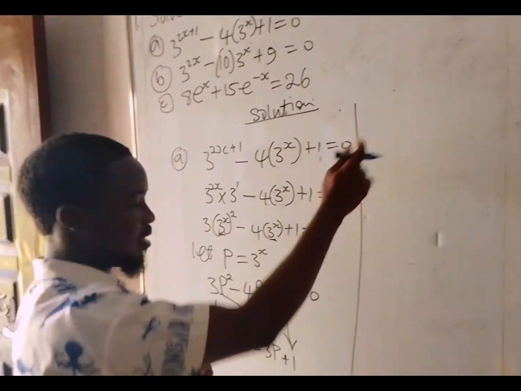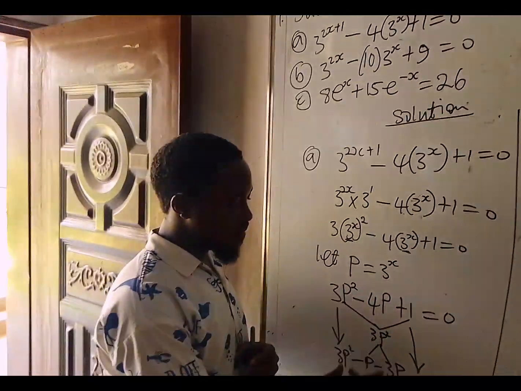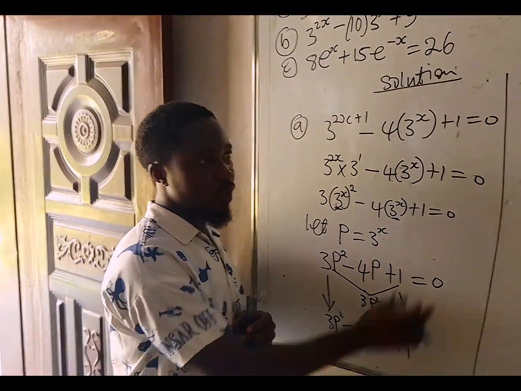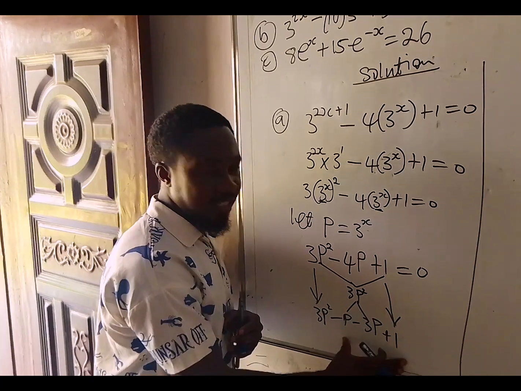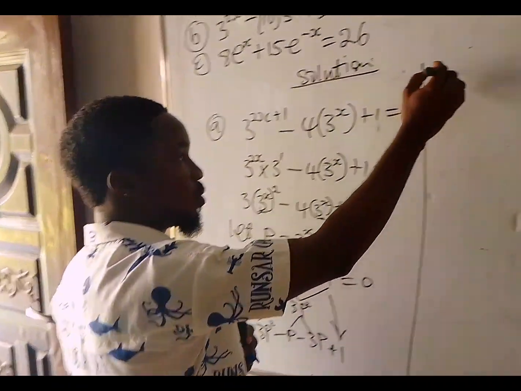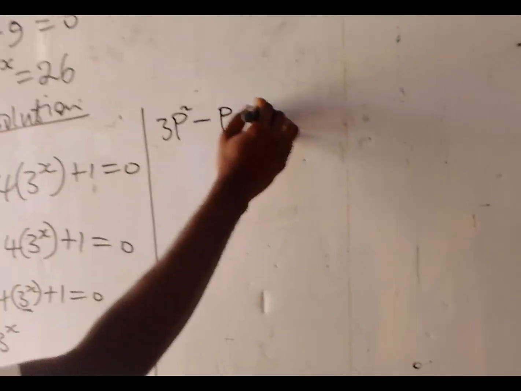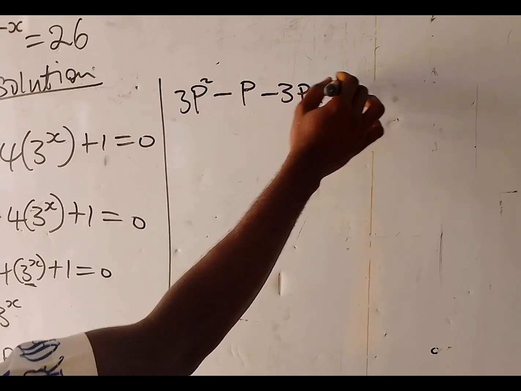So I'm rewriting this. For those of you that are taking your SSCE, I will advise whenever you come to a dead end like this on the page, when you're moving to the next page, you write the step you stop at on the fresh page you're going to. So this will be 3p squared minus p minus 3p plus 1.